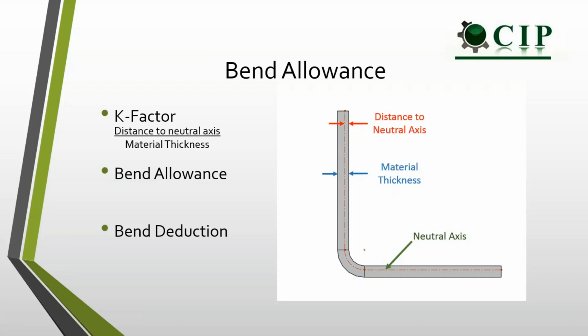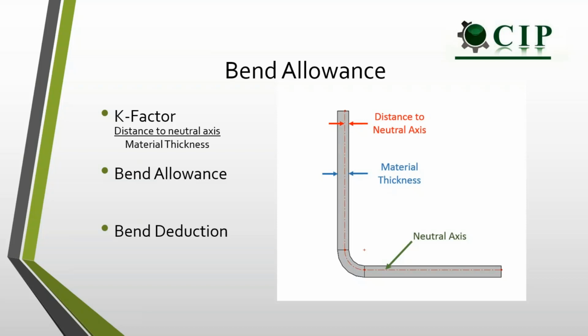So when we use a K factor, we're using the distance to the neutral axis at this depth right here, and that's just a ratio of it to the material thickness. So if this neutral axis is halfway between that thickness, then the K factor would be 0.5, and then that can be used to get your measurements accurately for the flat pattern.